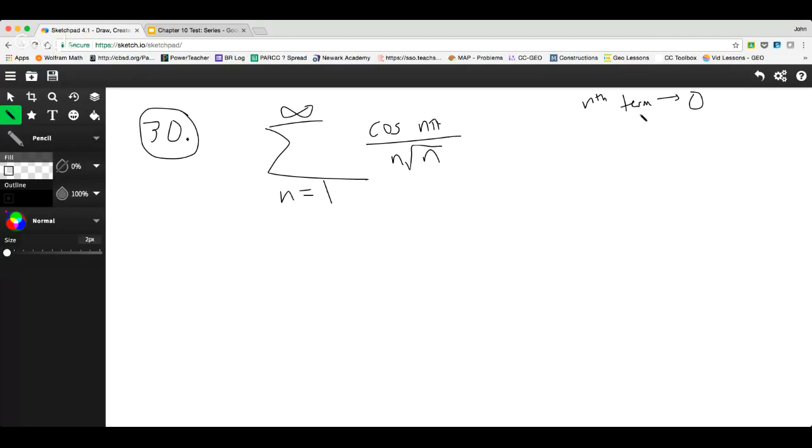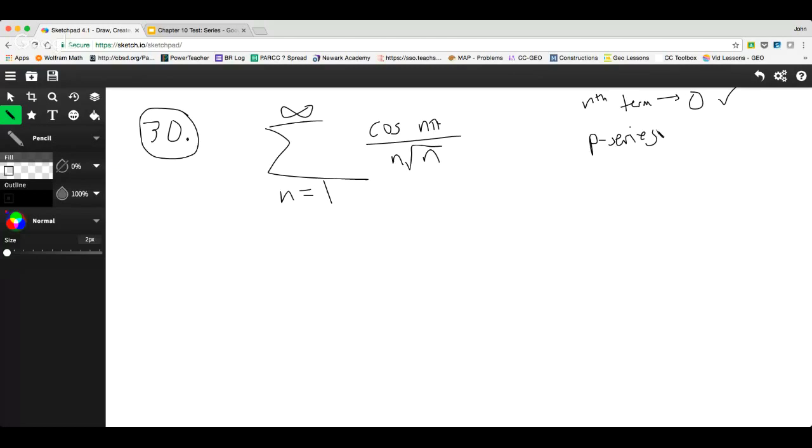Checking the nth term, if n is going to infinity, this denominator is getting enormous. This numerator has to oscillate between -1 and 1. So the nth term does go to 0. Therefore, the nth term test is inconclusive. We don't know if it diverges or converges because it went to 0. Secondly, is it a p-series? No, it's not a p-series.